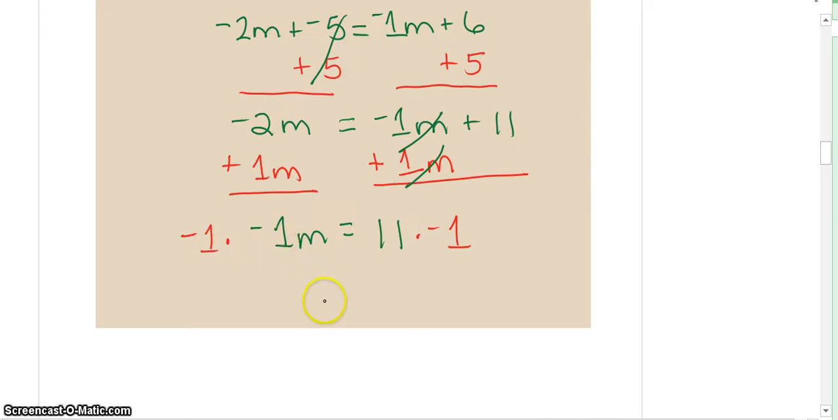Negative 1 times negative 1 is positive 1. So negative 1 and negative 1 are technically reciprocals because they give you 1 when you multiply them. So I'm left with m equals negative 11.